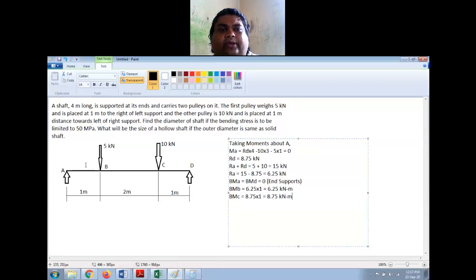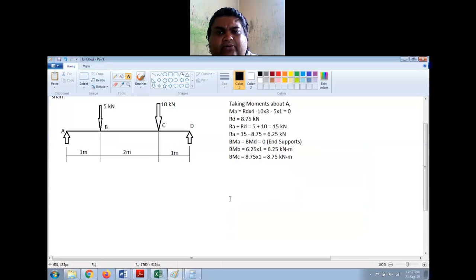See, if it were a UDL and point load combined together, then we would have to find the location of maximum bending moment. That will become a little complex. But in this numerical, it is very simple for us. Directly we got the maximum bending moment. Now we can find the diameter of the shaft.